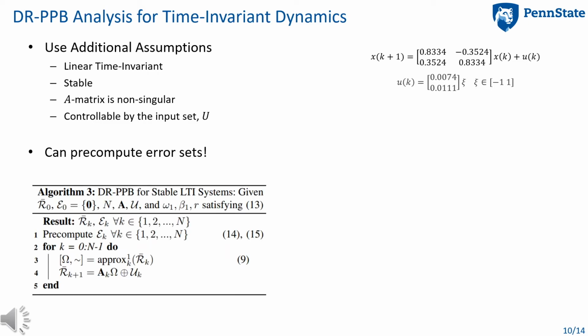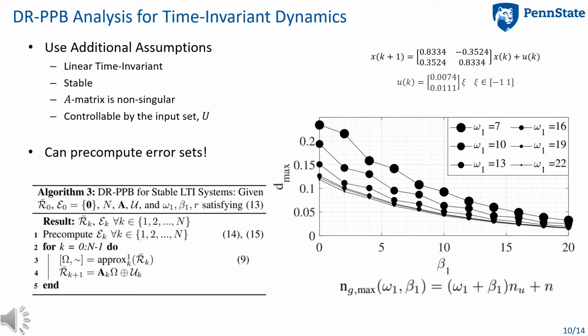By pre-computing error sets for various values of the tuning parameters, and because of the direct relationship the tuning parameters have on reach set complexity, it is possible to tune omega 1 and beta 1 to achieve a desired complexity and error. For example, the values of omega 1 and beta 1 equaling 10 will give a maximum error of around 0.06.